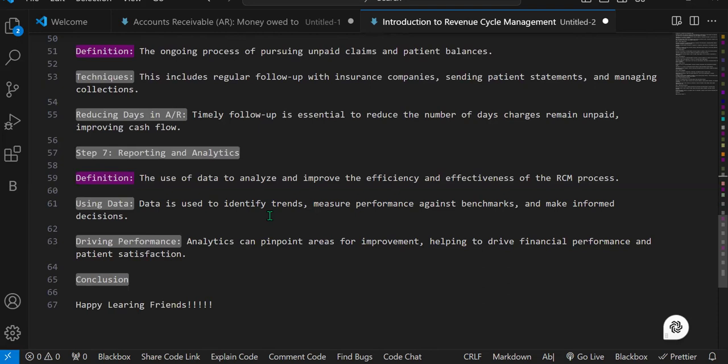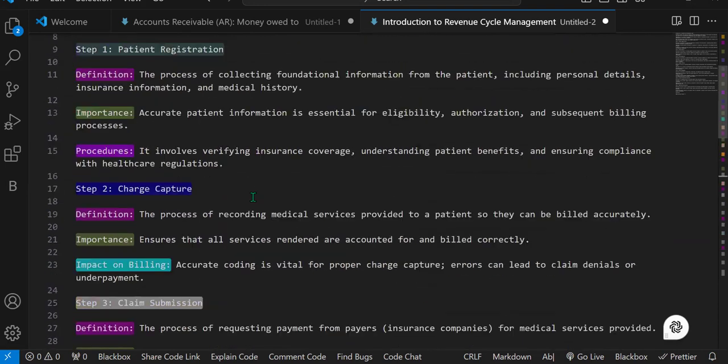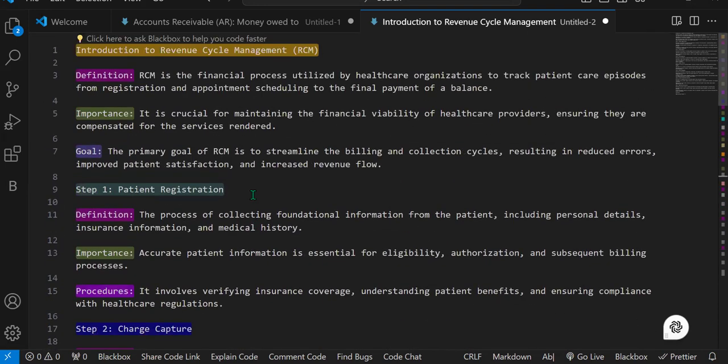That's it, friends. This is all about the RCM cycle, revenue cycle management, what insurance companies will do, and how these companies will work on it. So, conclusion: happy learning, friends. This is all about revenue cycle management in medical billing. In the next video, I will tell you about the terminologies we have to use in revenue cycle management.